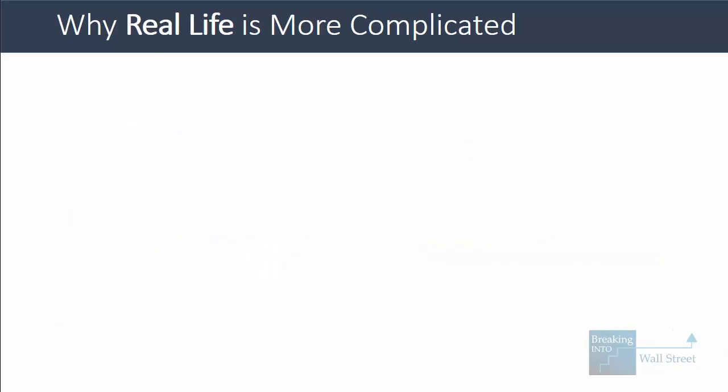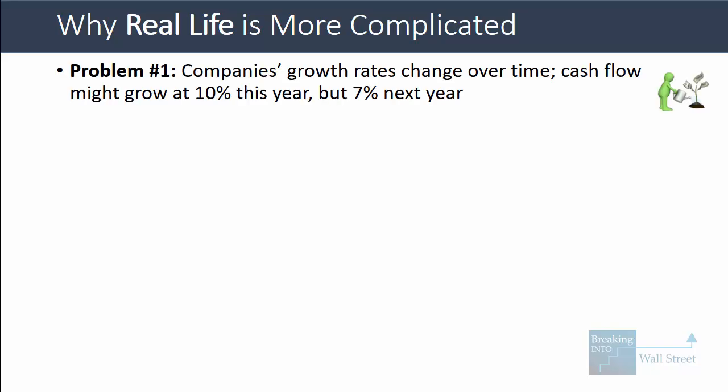Let's now look at why real life is more complicated and why, even though it's useful to think about this formula conceptually, it gets more complex and you can't quite rely on it in all real life scenarios. The first problem is that companies' growth rates change over time. No company out there is going to grow at 3% or 5% or 2% each year, every single year until the end of time. Companies tend to grow quickly in the beginning when they're first starting out, but then their growth rates tend to slow down over time as they mature. So cash flow might grow at 10% this year, and then 7% next year, and then 5% the year after that.